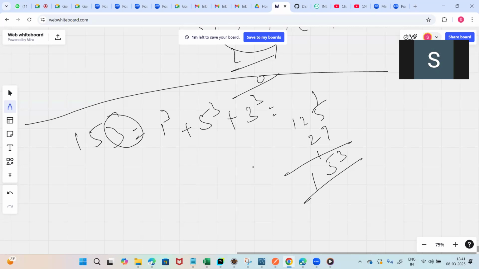So what I am trying to do, for this number, I am just trying to extract each and every digit. I am trying to cube it and I am trying to add up to the final sum. Okay, fine Kundan.